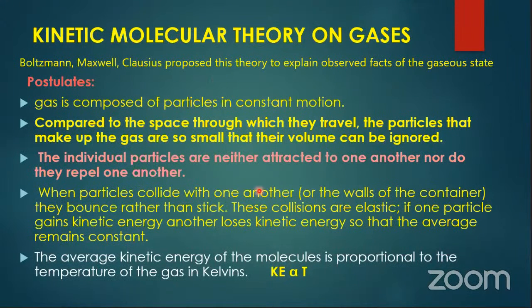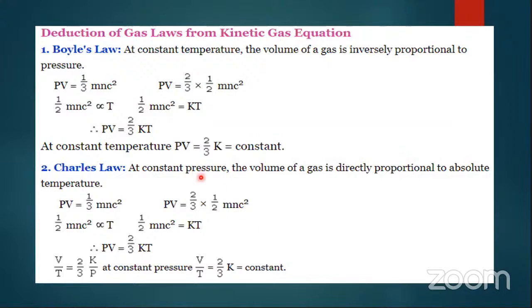See here, kinetic molecular theory of gases, kinetic energy is directly proportional to temperature, last postulate. So here 1 by 2 mnc square is directly proportional to temperature, which is nothing but kinetic energy. So here KT is taken, one proportionality constant is taken. So PV is equal to this, in the place of 1 by 2 mnc square, you can write KT. K is proportionality constant here.